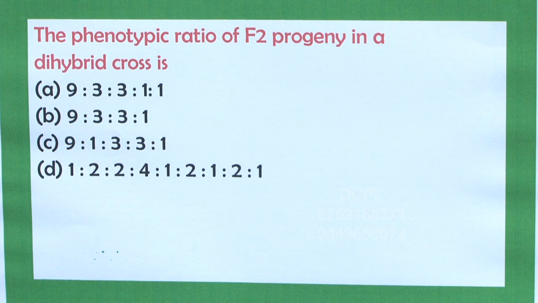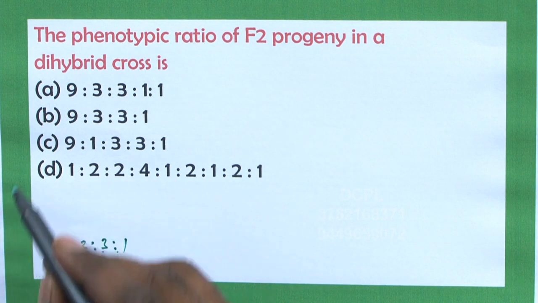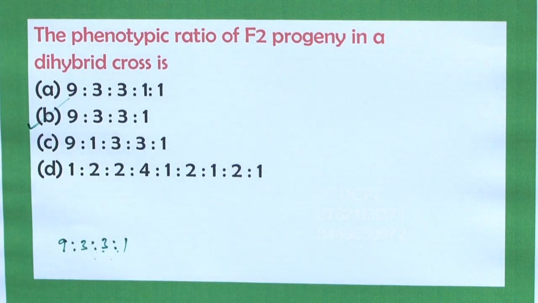Now, as I already told you, the F2 generation of any dihybrid cross by Mendelian principles consists of 9:3:3:1, and hence the correct option in this particular question is option B, 9:3:3:1.